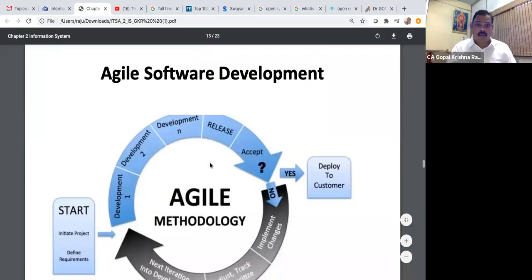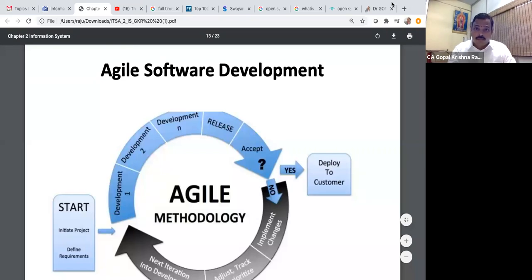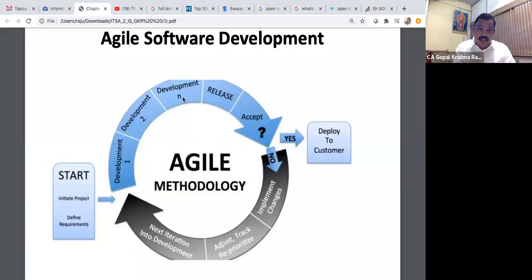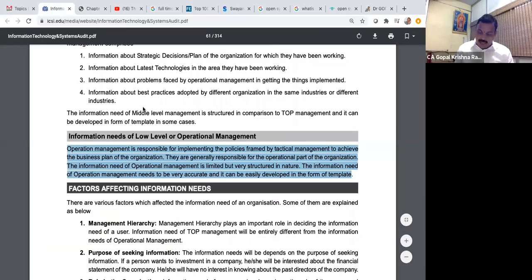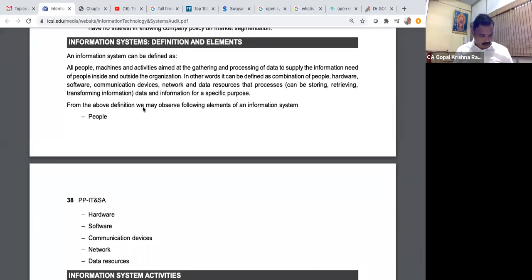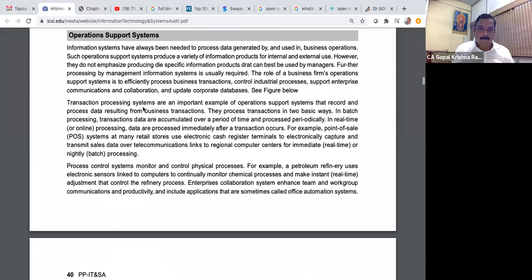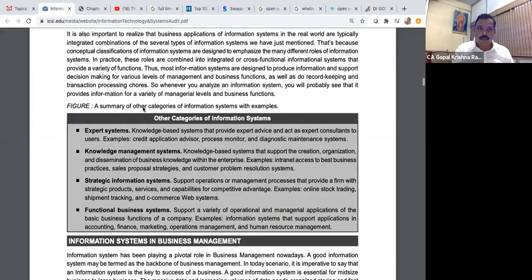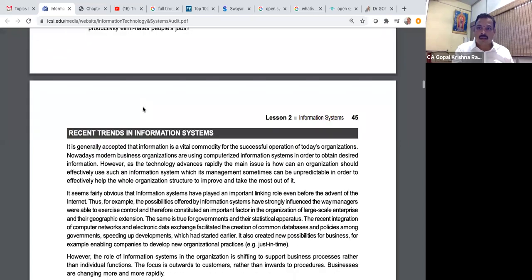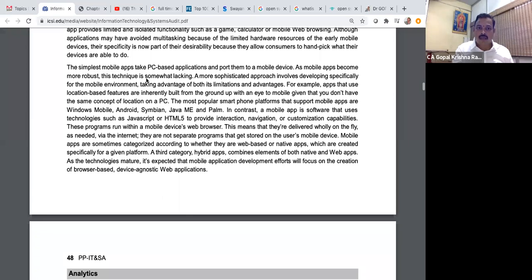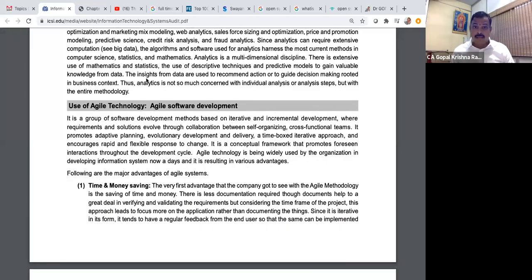Check. Now this is agile technology. So let me now explain this. This is a software development method. Please look at this diagram, and also your study material, page number 48. Please look at page number 48, guys. Agile technology is a method of software development.